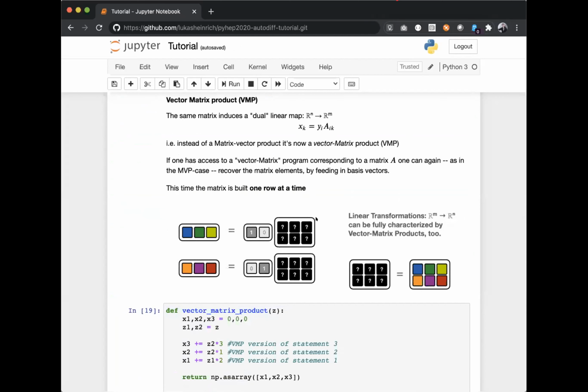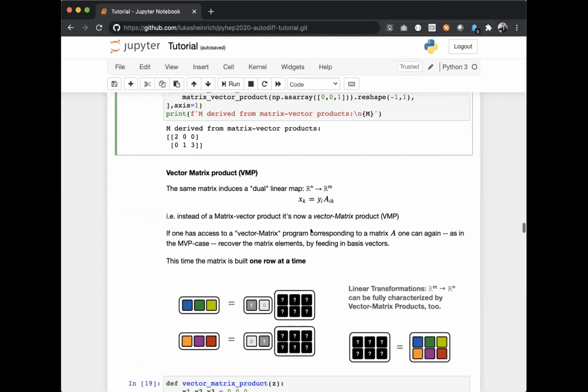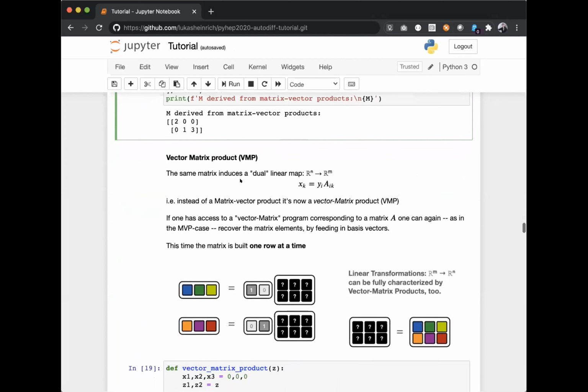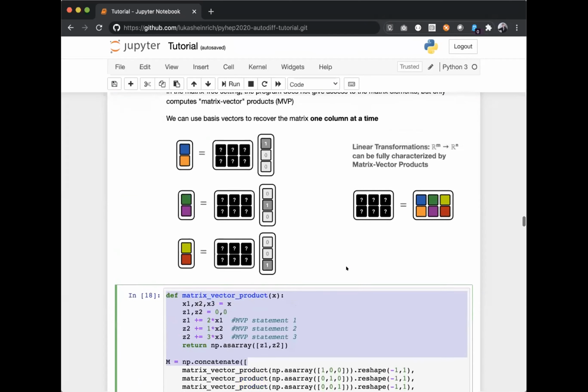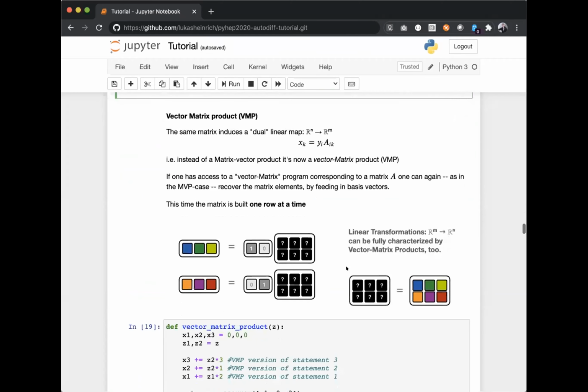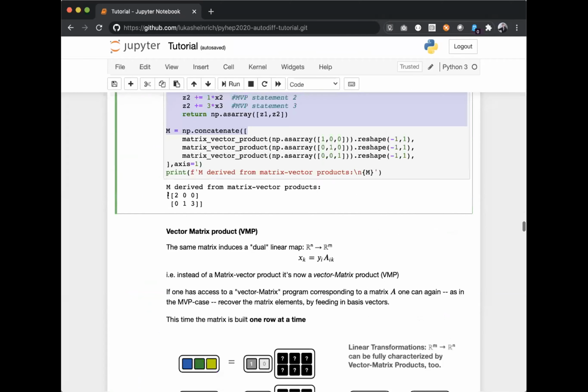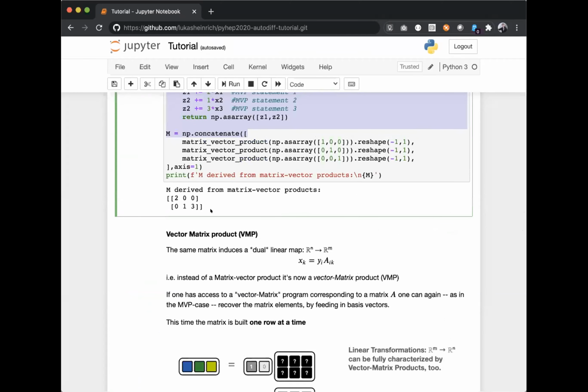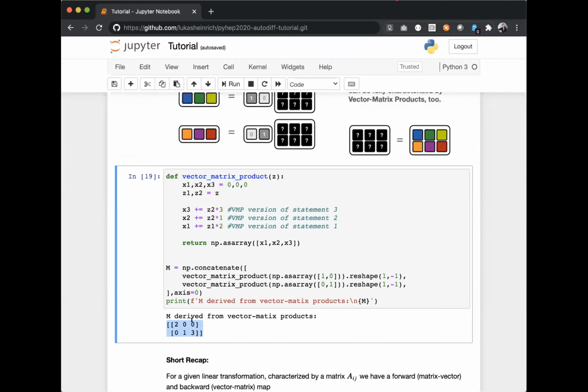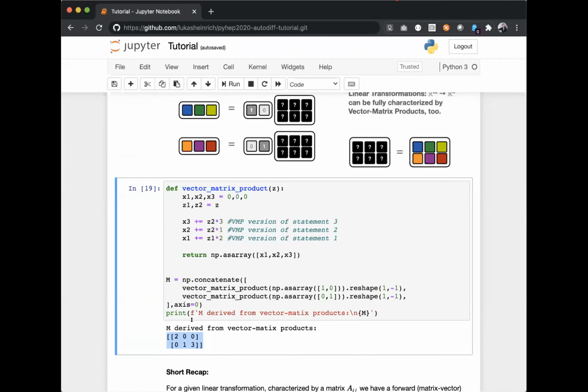So depending on what the shape of this matrix is, you might want to use either this matrix vector product version or this vector matrix product version. But in any case, you can recover the same matrix. So you can see up here, you have this matrix if we compute it one way, and then we have the other matrix here, which we compute a different way, and this is exactly the same result, and it doesn't really matter. It's just a matter of computational efficiency, which direction requires fewer evaluations.